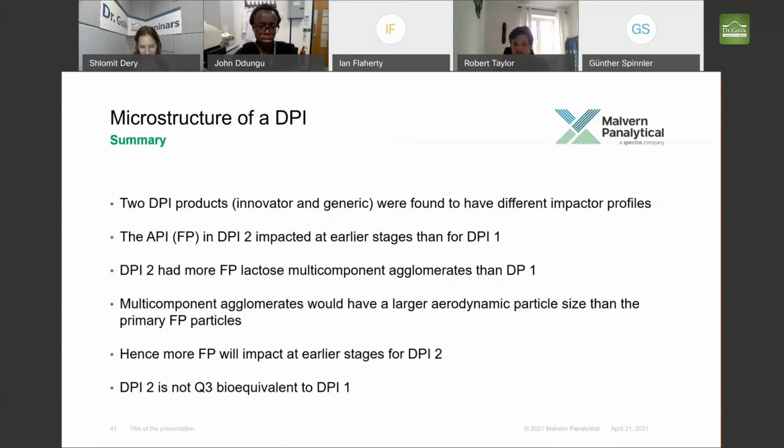Two DPI products. The second DPI product had the active ingredient impacting further up. This was related to the prevalence for FP to form a multi-component agglomerate, and that these are bigger in size, and that explains why they impact higher up, and hence more FP will impact at earlier stages for DPI2.